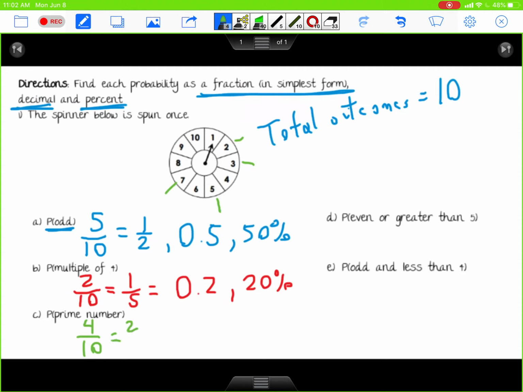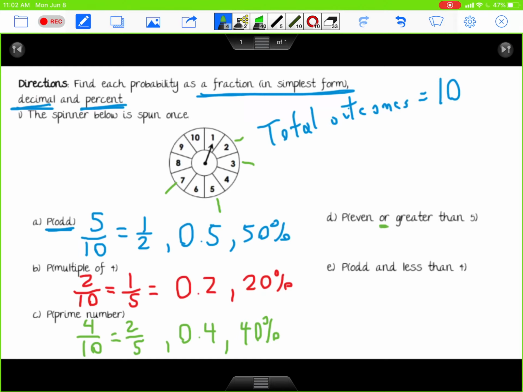Simplify. You get 2 over 5. Okay, the decimal for 2 over 5, remember, do 2 divided by 5, you get 0.4. Change it to a percent and you get 40%. Okay, pretty simple. Okay, the last 2 here is going to be a little bit more complicated.